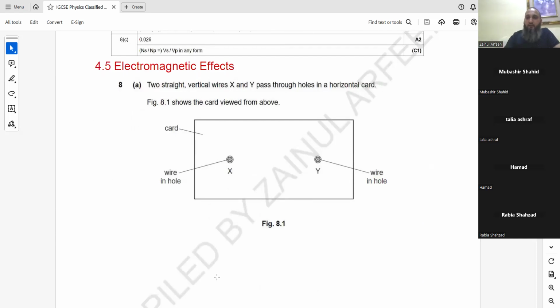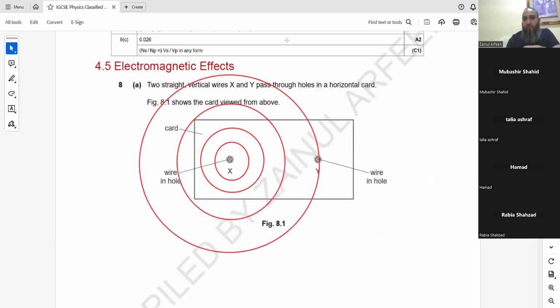So X's magnetic field is passing through Y. So we have to use the right-hand grip rule. In the right-hand grip rule, the thumb represents the direction of the current and the fingers will turn around. This is called the right-hand grip rule, which is used to find the direction of magnetic field. So the magnetic field of X will be circular. And what about its direction? It will be in this way, because when you apply the rule, your thumb is pointing into the page and the fingers turn around. So the magnetic field of X is clockwise.